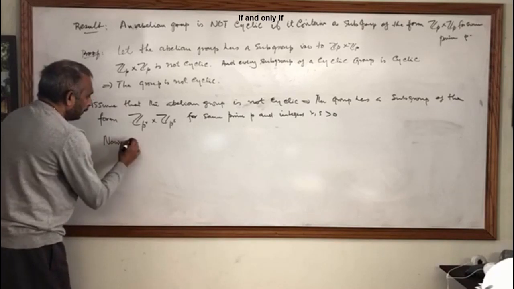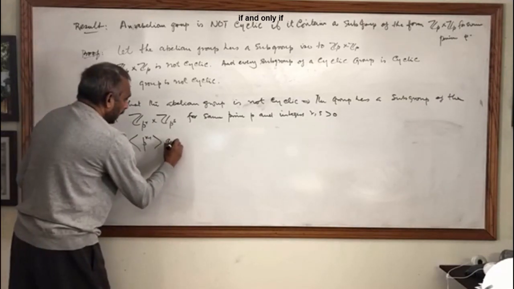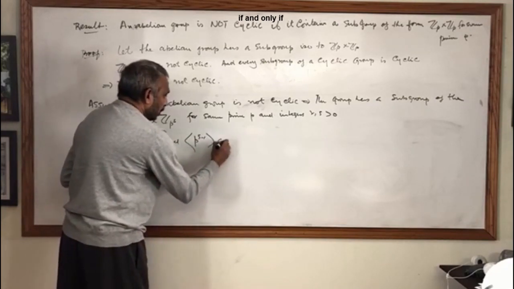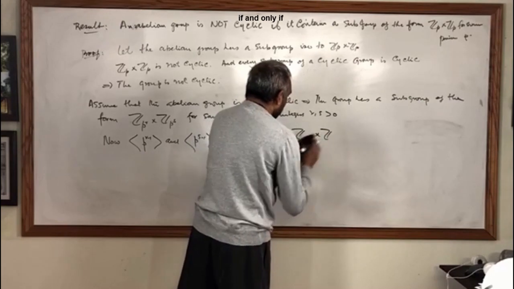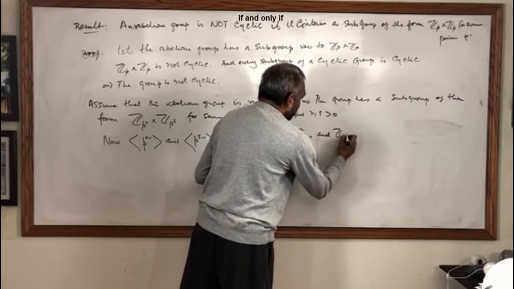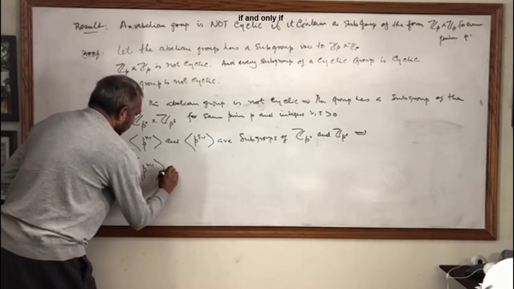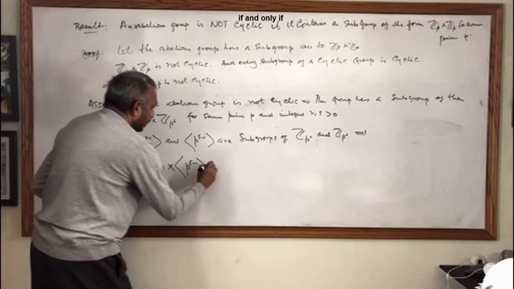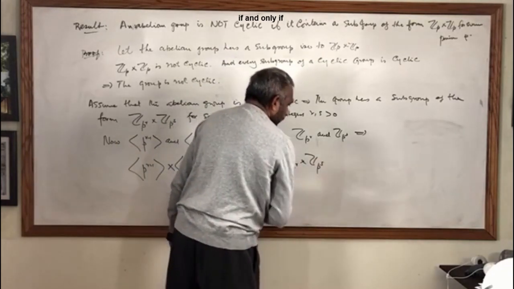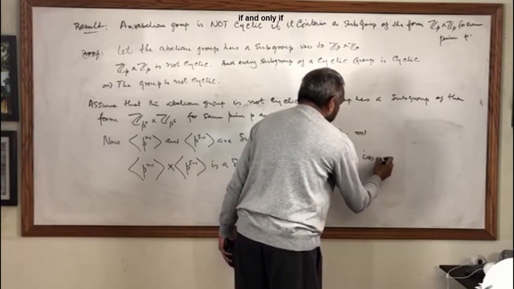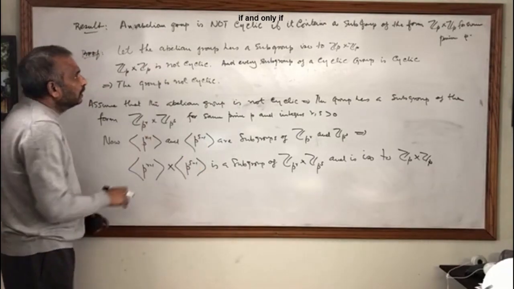Now, the subgroup generated by p^r minus 1 and the subgroup generated by p^s minus 1 are subgroups of Z_{p^r} and Z_{p^s}, and that implies the subgroup generated by p^r minus 1 times p^s minus 1 is a subgroup of C_{p^r} × C_{p^s} and is isomorphic to Z_p × Z_p. And that concludes the result.